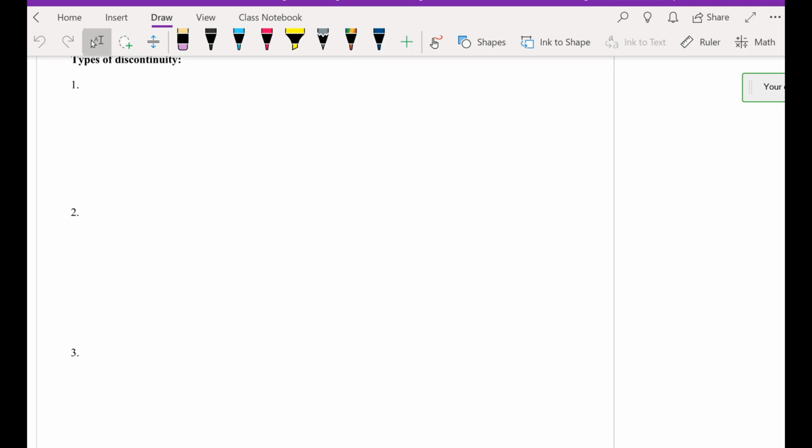And then number 2. What was number 2? Yeah, infinite discontinuity, right? In algebra 2, what was it called? Vertical asymptote, right? In algebra 2, it's called vertical asymptote. Now, infinite discontinuity, is that a removable? No, it's not a removable.